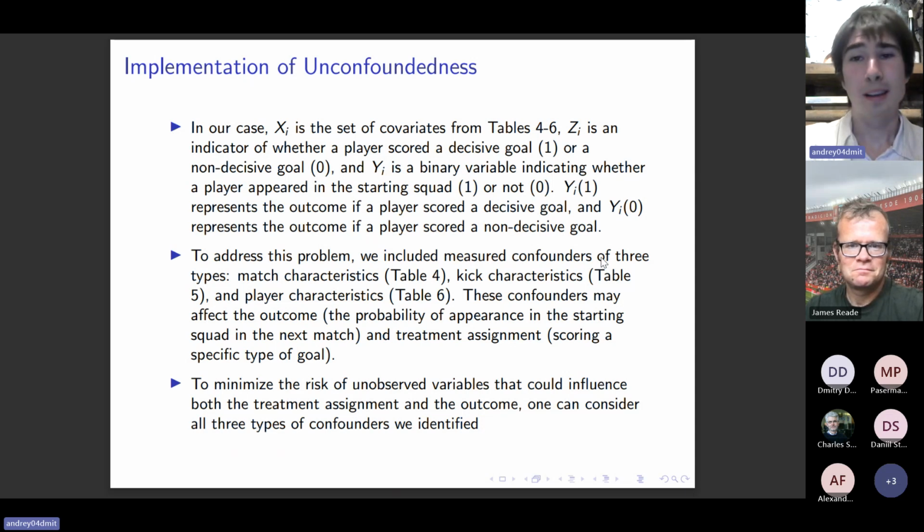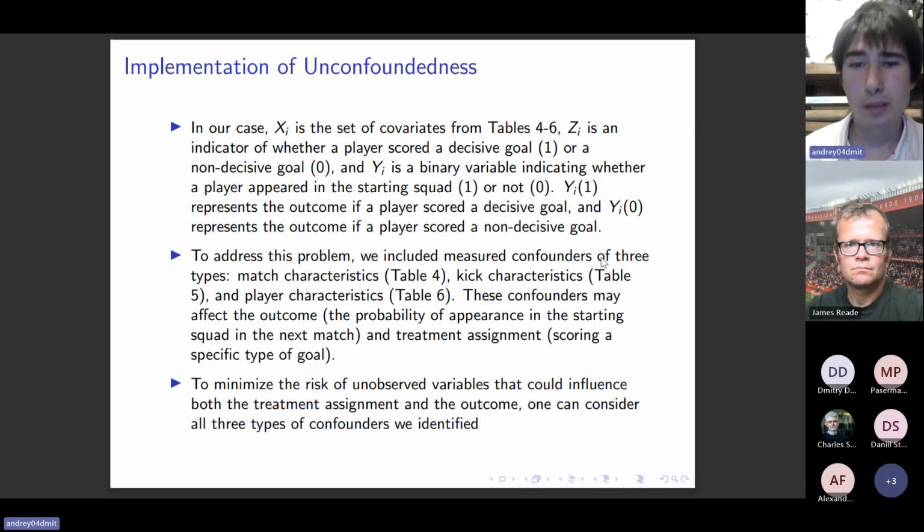And in our case, like I told you all these things, we are taking the set of covariates which were in the previous tables, like match characteristics, kick characteristics, and player characteristics. And these confounders may affect the outcome, the probability of appearance in the starting squad for the next match, and treatment assignment, scoring a specific type of goal. So that is why it's pretty much important to include all these types of variables into our analysis. So there are no actually any other confounders which affect both the outcome and the treatment assignment.